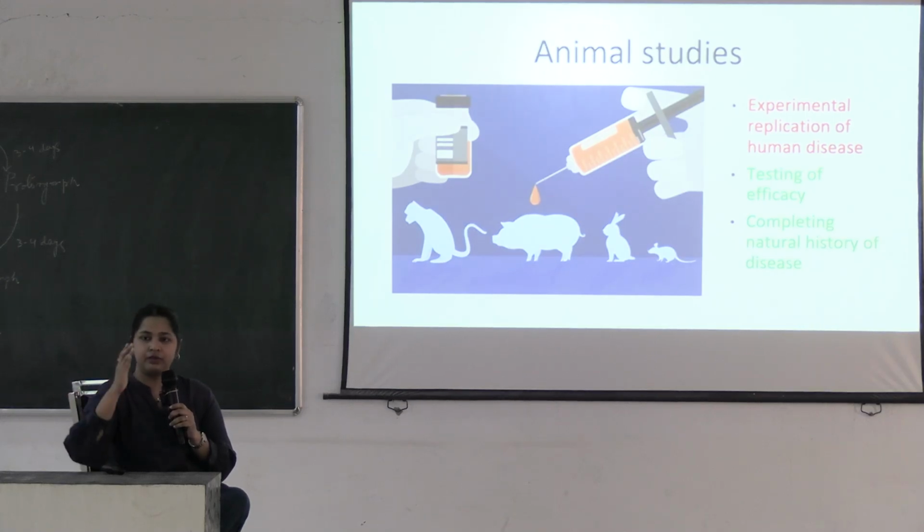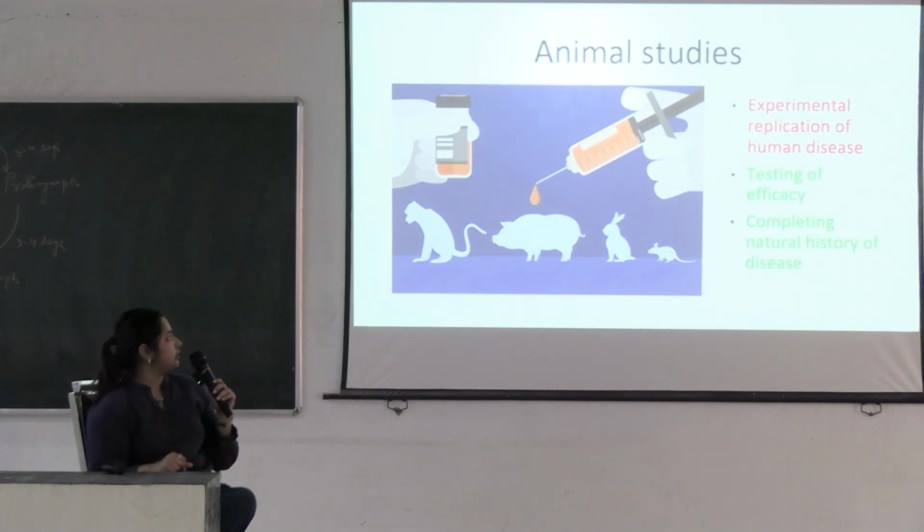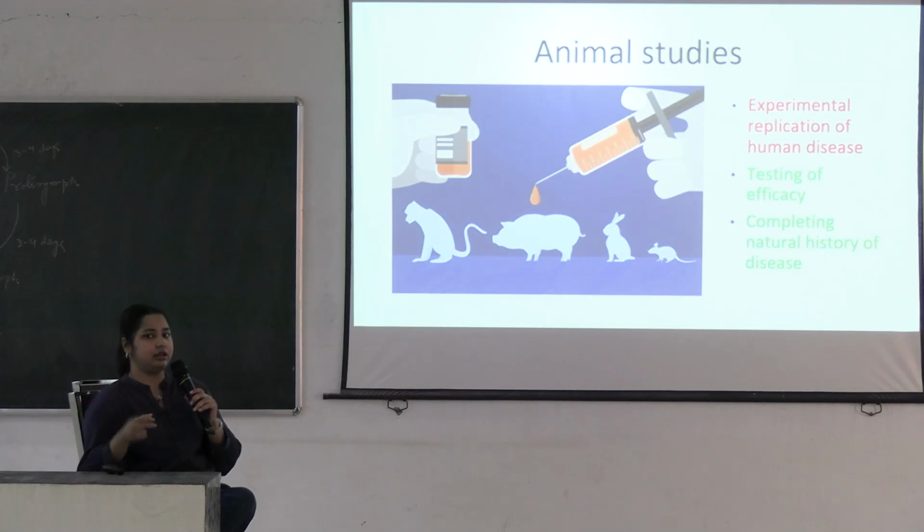So there are many phases of that trial. Especially in those cases, there is something called phase zero. Phase zero means animal studies. So at the very beginning, some of those drugs or vaccines are tested in animals that are bred in the laboratory for testing purposes only. So it starts with that. There is experimental replication of human disease in those animals.